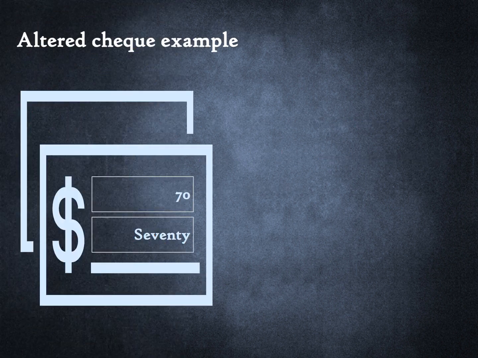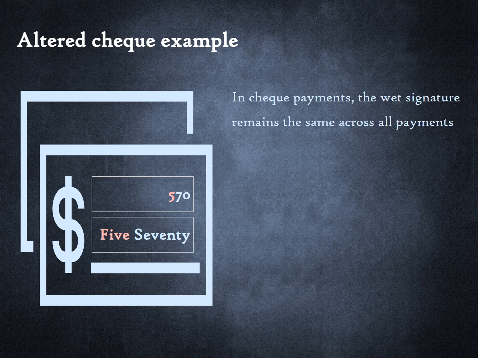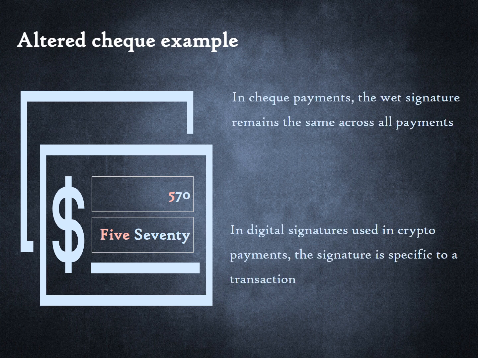Imagine Alice writes a check to Bob. The check Alice writes is for $70. She writes the number and amount on the far right on the check. Bob adds a 5 to the left of both the number and the amount and deposits it to his bank. This is called an altered check. The reason this can occur in check payments is that the wet signature is the same across all transactions.